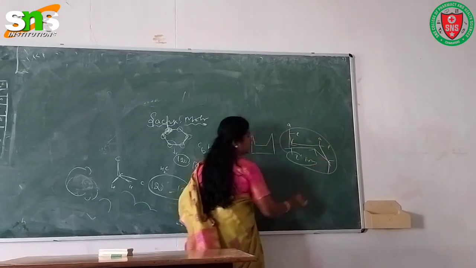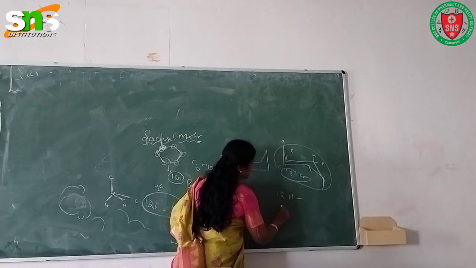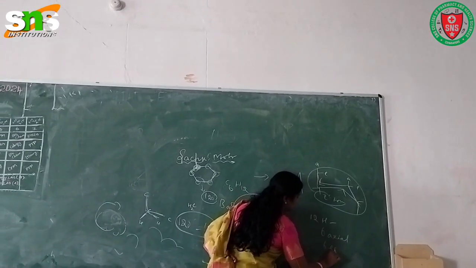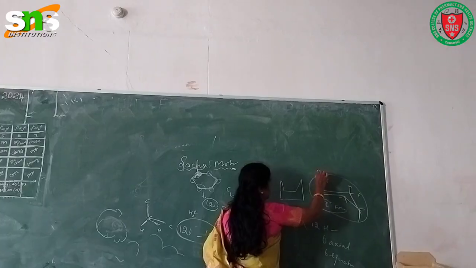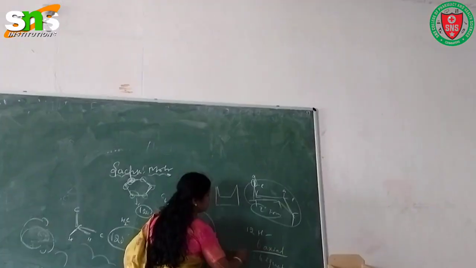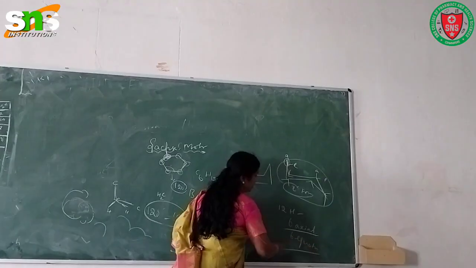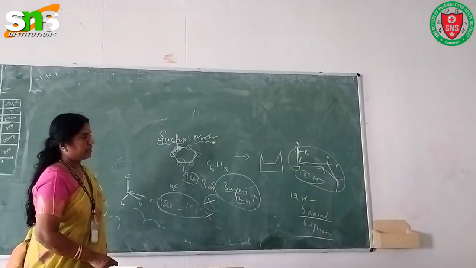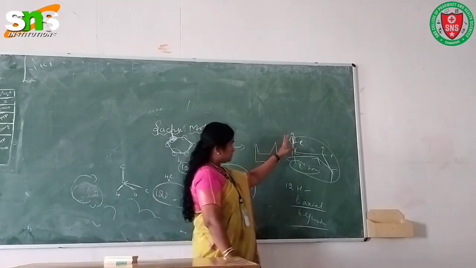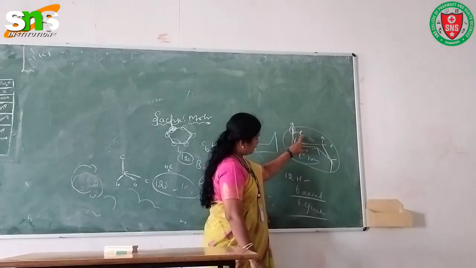axial and equatorial hydrogen. So when you take a cyclohexane, you have 12 hydrogen atoms, and there are 6 axial hydrogen atoms and the other 6 equatorial hydrogen atoms. If the hydrogen atom is pointing towards the axis, it is called an axial hydrogen atom. If the hydrogen atom is pointing towards the equator, it is called an equatorial hydrogen atom.